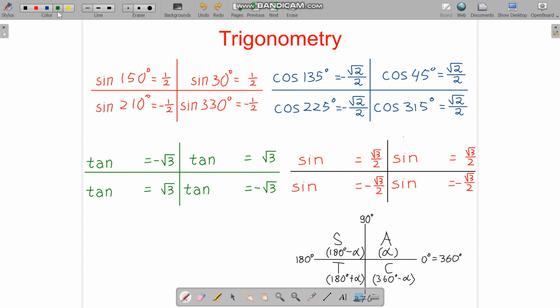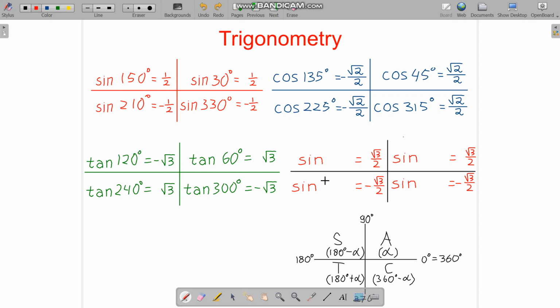And let's say now we have tangent 60 degrees. So if you don't use this formula, you will never get the 120 degrees, the 240 degrees, and the 300 degrees. You can use your calculator to check what is tangent 300 degrees. You should get minus root 3.